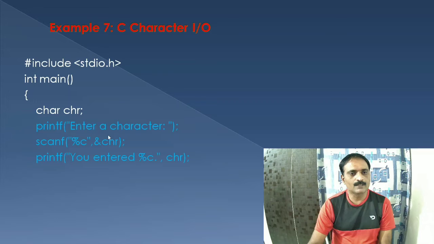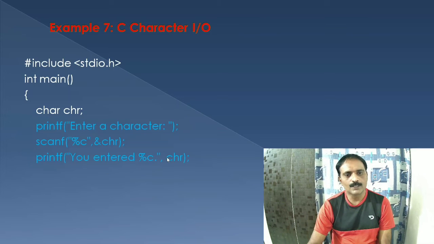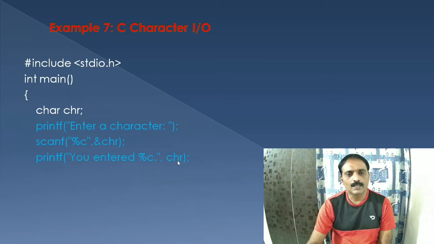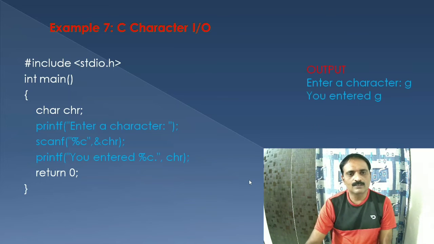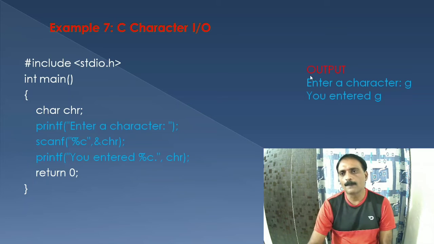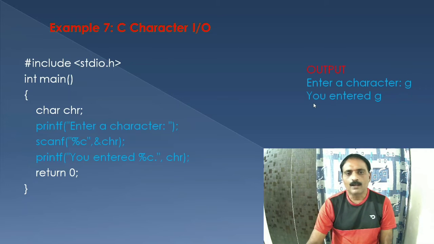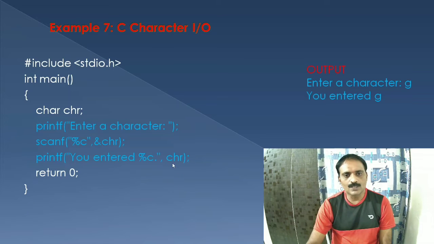Once the character input is given, we are going to print that particular character like this. Within the double quotations, "You entered the character", whatever character we enter here, %c and chr, that is the character that we have entered. Return 0. Now once this program is run, it will ask to enter a character, and here I have given G, and immediately the output we get is "You entered" G. So instead of %c we get G as the output.